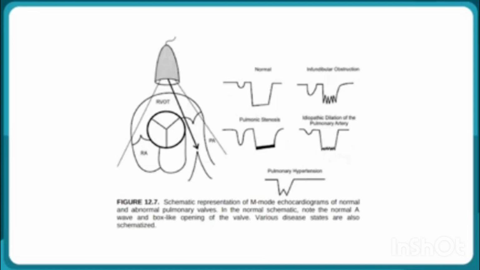The fourth image is idiopathic dilatation of the pulmonary artery, which will show fine fluttering of the second wave. The fifth image is the pulmonary hypertension image of M mode. Note here, due to raised PA pressure, the pulmonary valve won't open with RA contraction. Thus, there is no A wave in this. There is notching in the second wave.